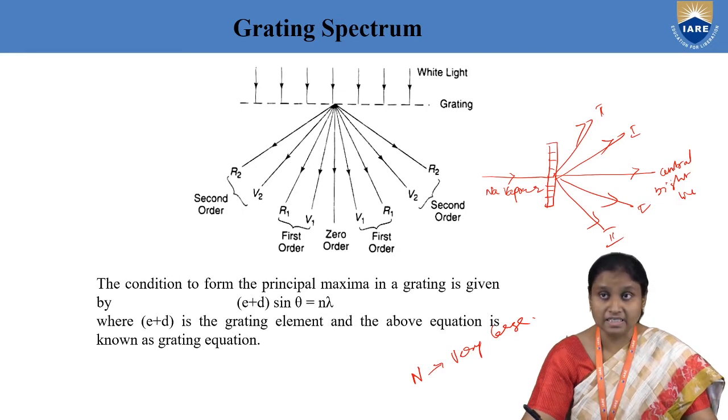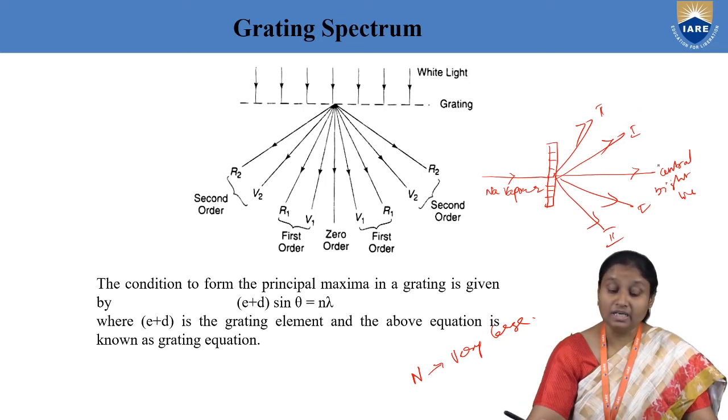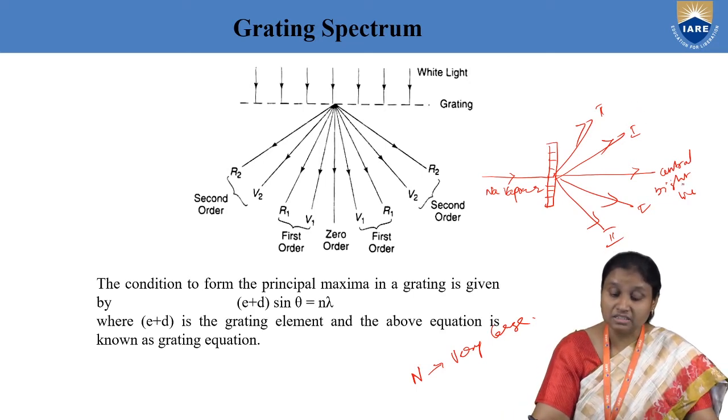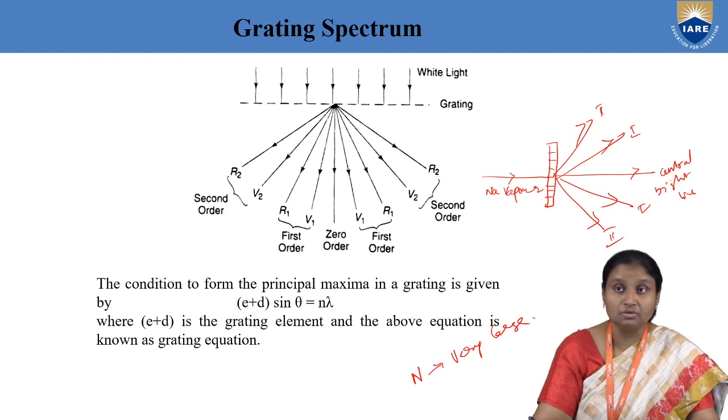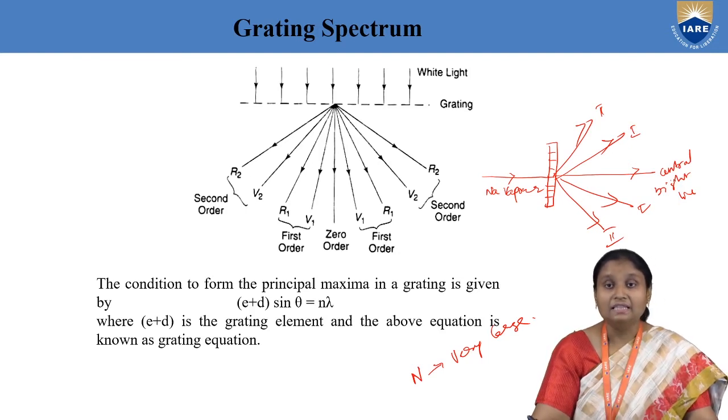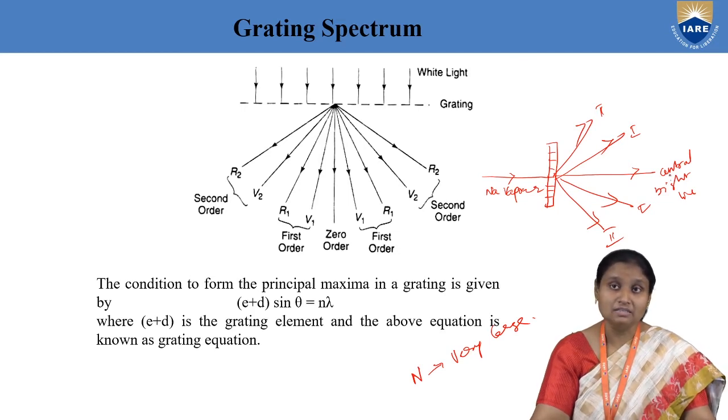your principal maxima will be seen as bright sharp lines. And you will observe that as the order of the principal maxima increases, its intensity keeps on decreasing, and maximum intensity is at the center, which is the zero order principal maxima. And this spectrum is called the line spectrum or grating spectrum.